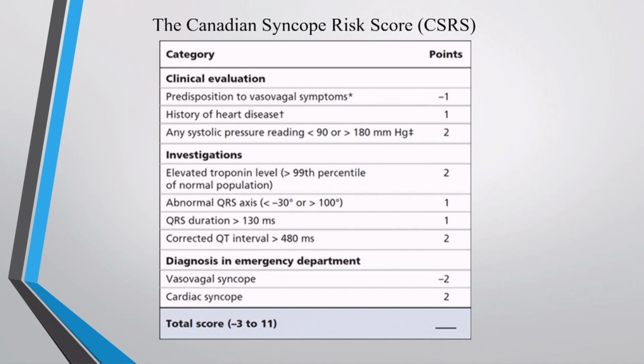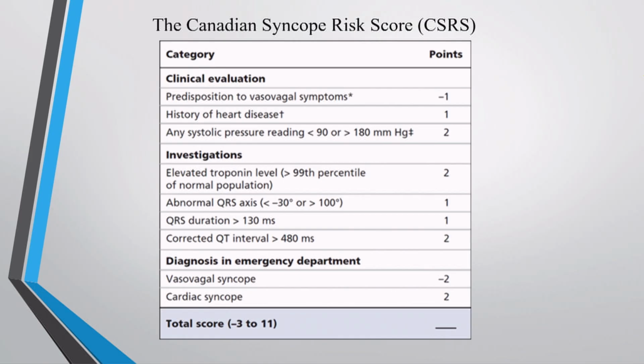Let's break down the categories. First is the clinical evaluation. So what are the parameters? Predisposition to vasovagal symptoms, which is given -1, history of any heart disease, any systolic pressure reading less than 90 or more than 180. And what are the lab investigations? Troponin levels, abnormal QRS axis less than -30 or more than 100, the QRS duration, and the corrected QT interval.